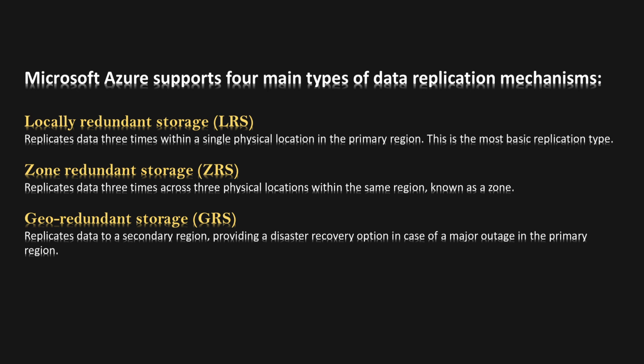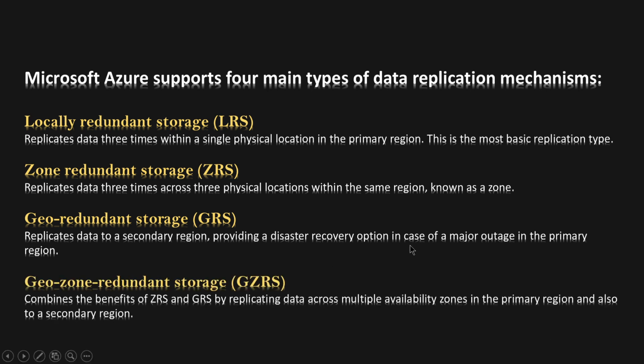The secondary region is hundreds of miles away from the primary region, which provides additional protection against regional outage and disaster. The key point here is that data is replicated to the secondary region, hundreds of miles away, and it provides high durability and disaster recovery capability. And the data is first replicated within the primary region using LRS and then asynchronously copied to the secondary region.